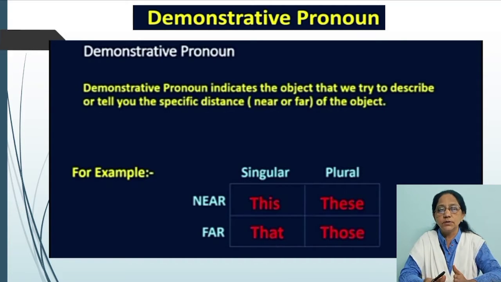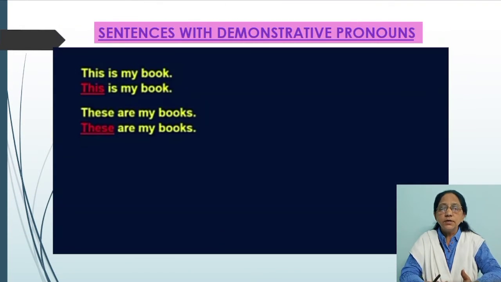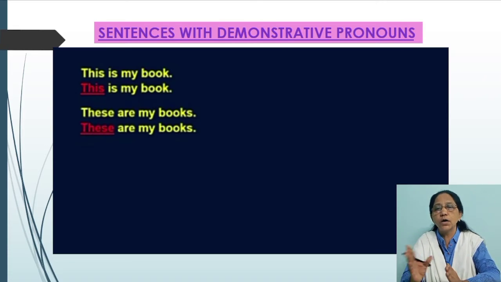Let us see these sentences. This is my book. These are my books. That is your book and those are your books. Here, this and these show the nearby objects, and that and those are showing the faraway objects.